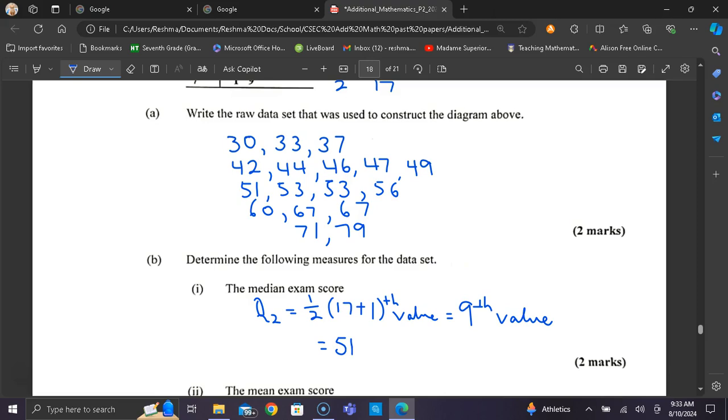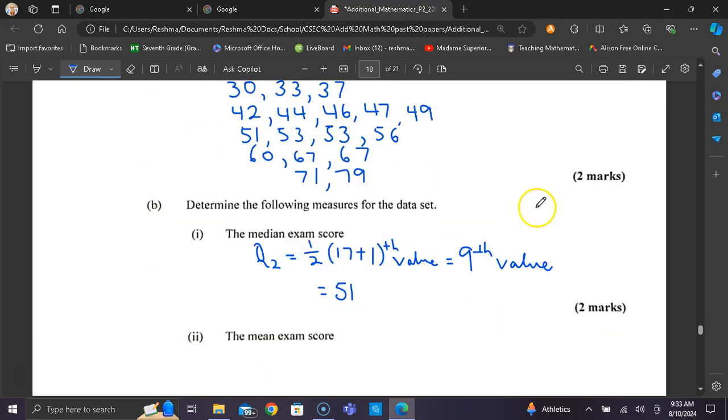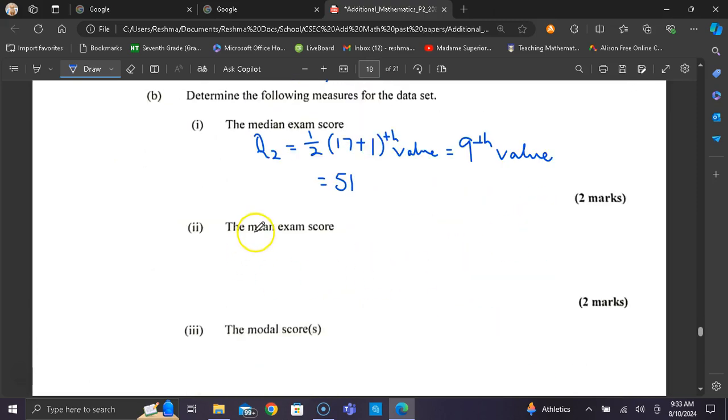Now, very clearly, you could actually count it out on your own because it's not a lot of data. You could count 1, 2, 3, 4, 5, 6, 7, 8, 9, and you would still get 51. But I think this makes it a little easier, of course, when you have a large set of data. So let's find the mean. Of course, for the mean exam score, we'll have to add up all the values and divide by the number of values.